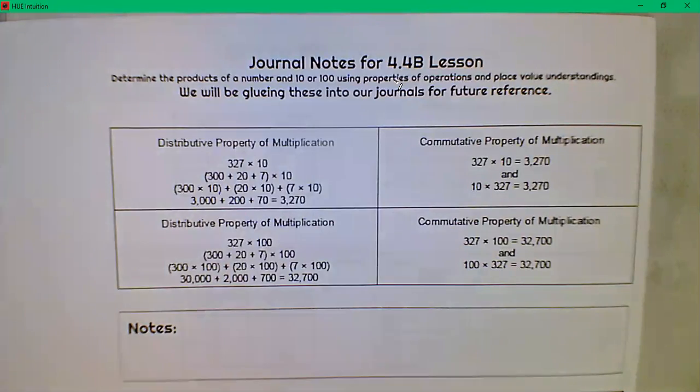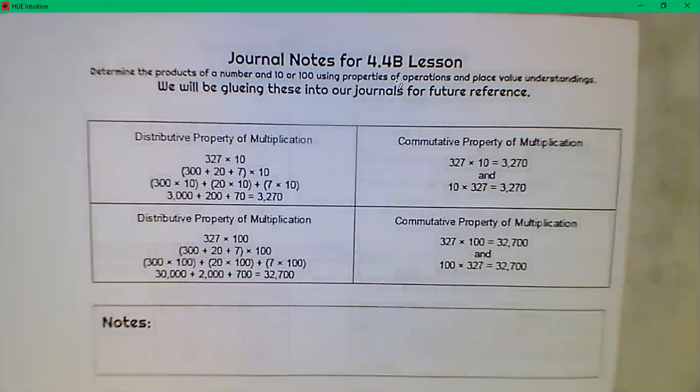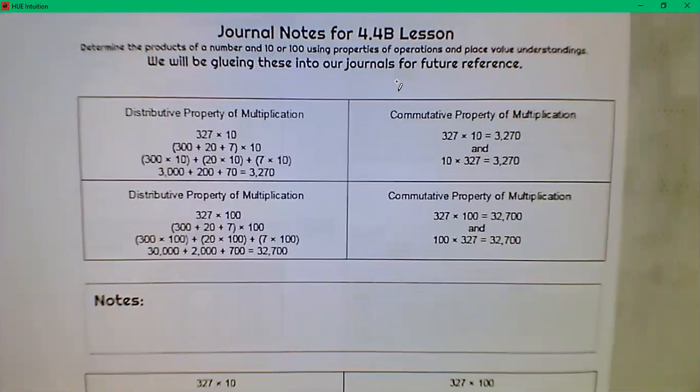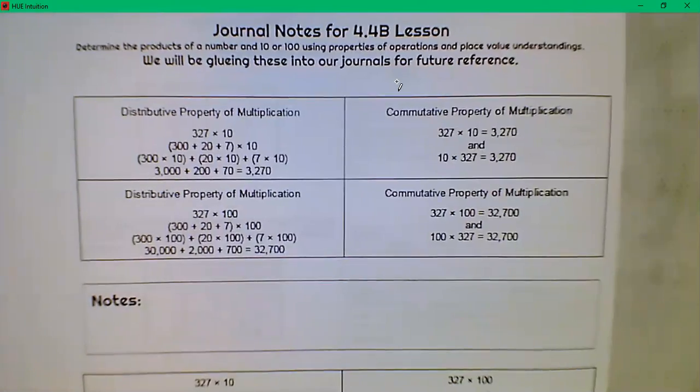Okay, so as I said, this is for 4.4b. Determine the products of a number and 10 or 100 using properties of operations and place value understandings. So those of you that were already here have these glued into your journals, so this is going to be a review for you. Those of you that were not, hopefully by the time this is done, not only do my students that were here have a refresher, but so do you.